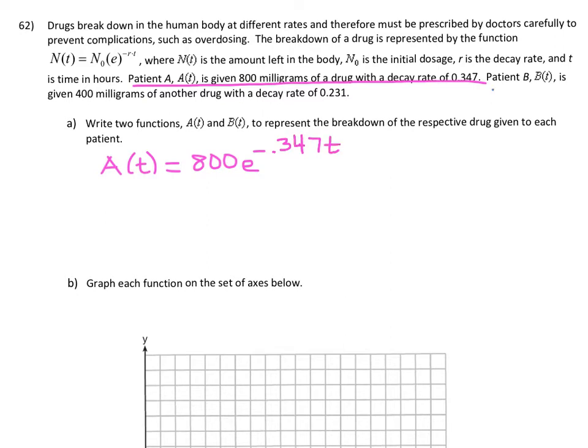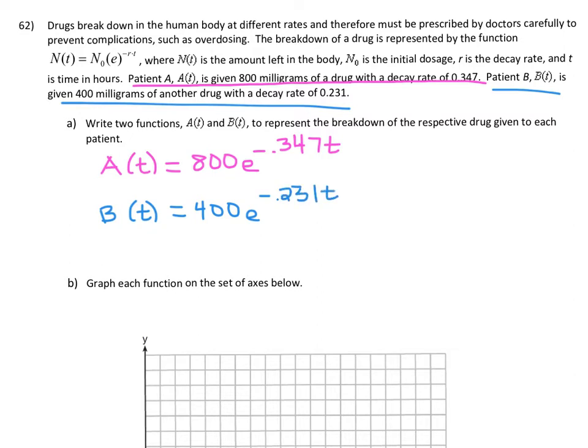Okay, now patient B, they want us to use B of T for patient B in terms of time. Patient B started off with a 400 milligram dose. Okay, so that's the initial amount. Again, if you want to put the parenthesis here on the E, you can. And then we have a negative exponent. And since the decay rate is 0.231, I'm going to plug that in. And we're going to leave that in terms of T. So there are our two equations.